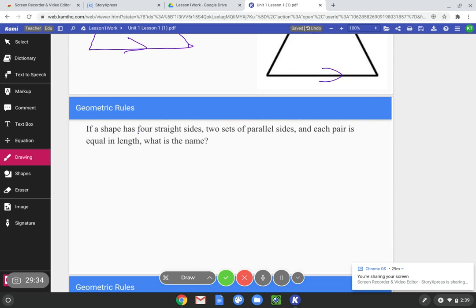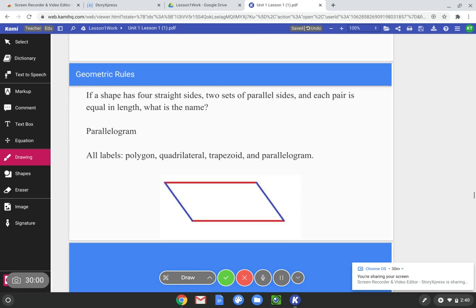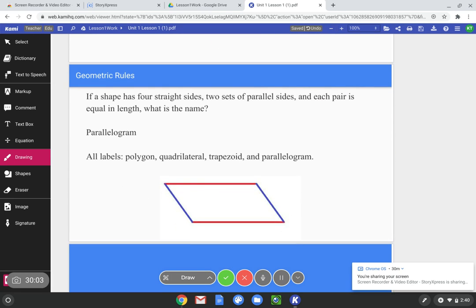If a shape has four sides, two sets of parallel sides, and two sets of congruent sides. What is the name? So two sets of parallel sides and two sets of congruent sides. What would that be? Parallelogram, of course. Congruent. Parallel. We love to see it.